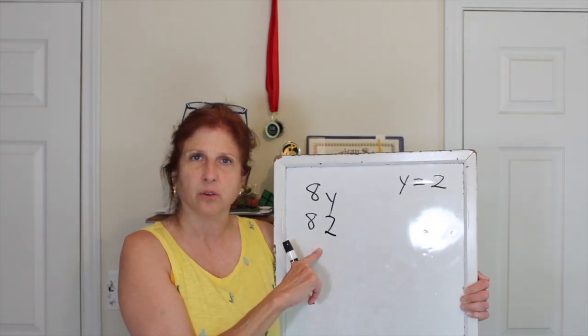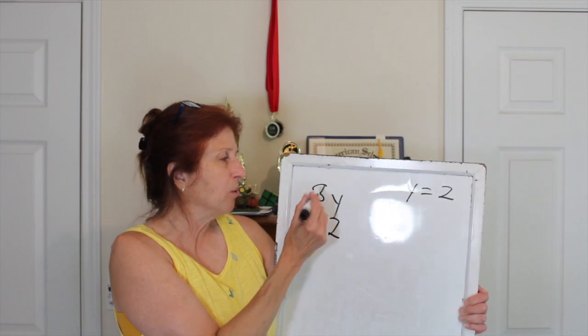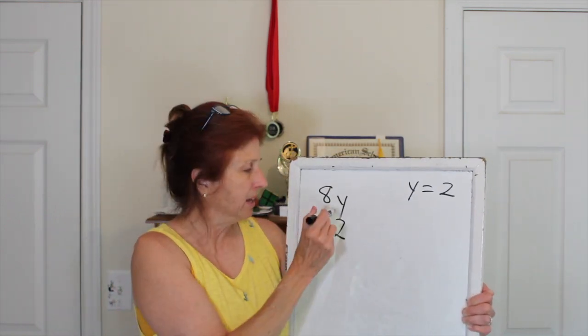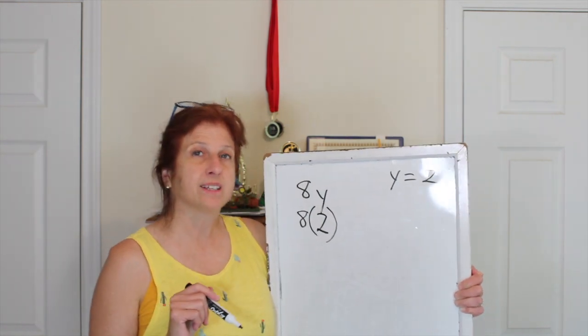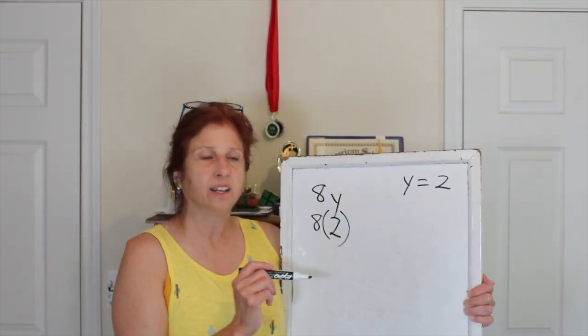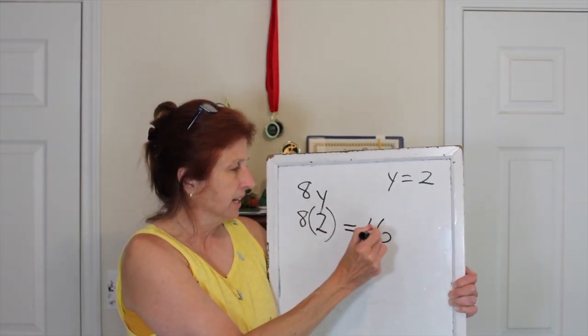It looks like 82. So we can't just write two numbers next to each other and understand. Remember, a number sitting next to a letter means multiply. So I'm going to put parentheses, because remember, parentheses also means multiply. I could have put a dot. So now we do 8 times 2 equals 16.